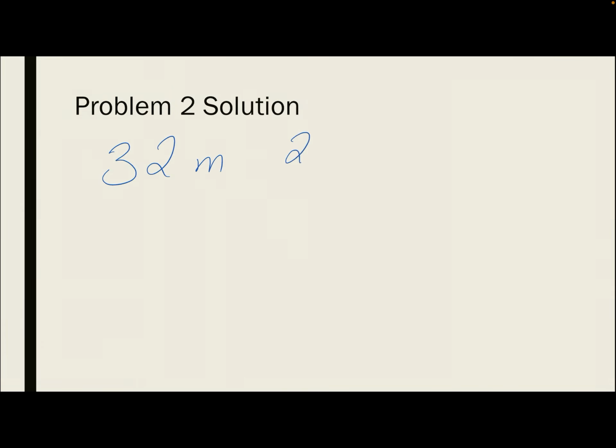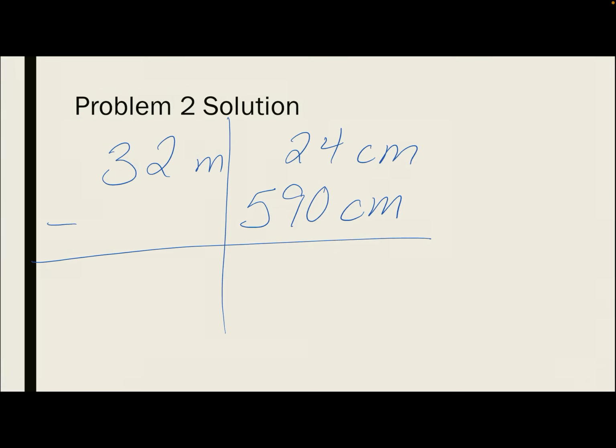32 meters, 4 centimeters, minus 590 centimeters. Now, you could convert everything and then subtract, but a slightly easier way is going to be with the simplifying strategy. So if we just set this up as subtraction, we can't do 24 minus 590. So what we're actually going to need to do here is borrow enough meters and convert them into centimeters to be able to subtract properly.